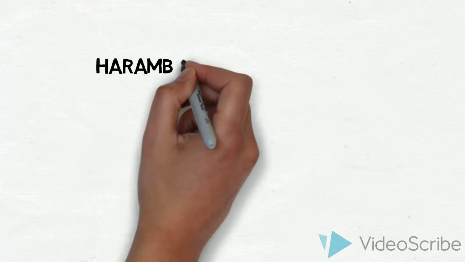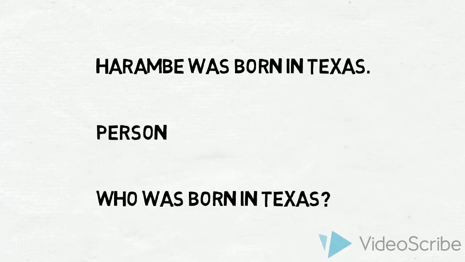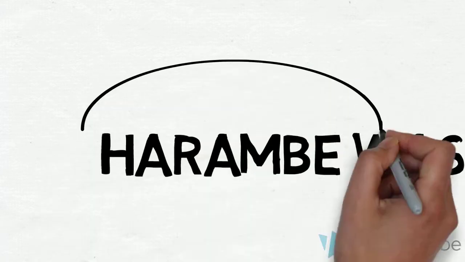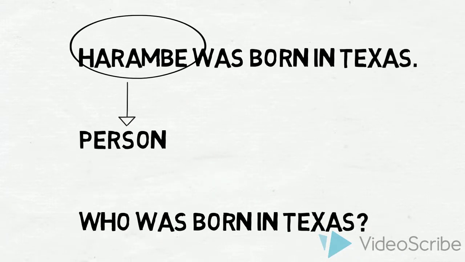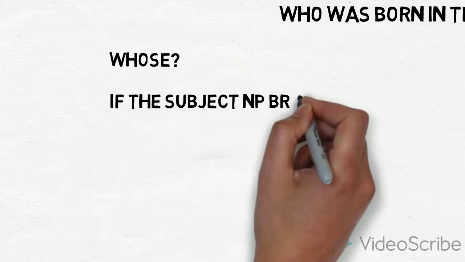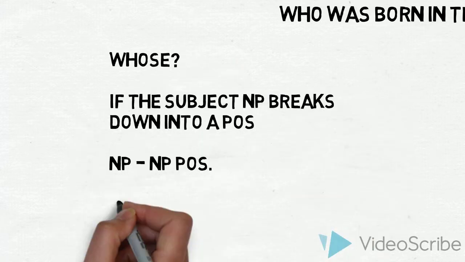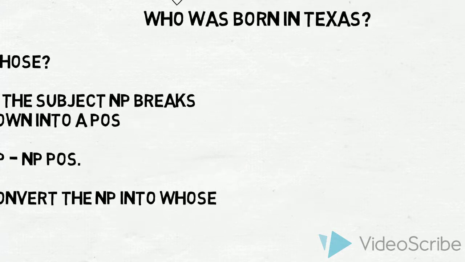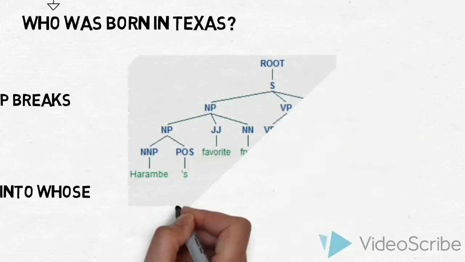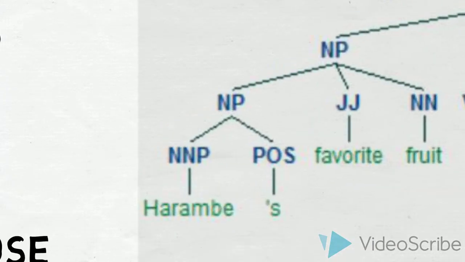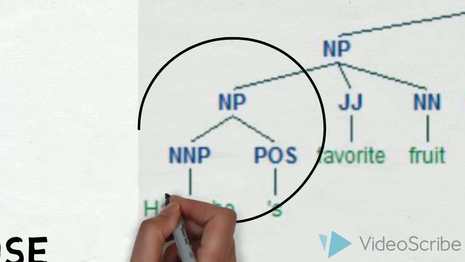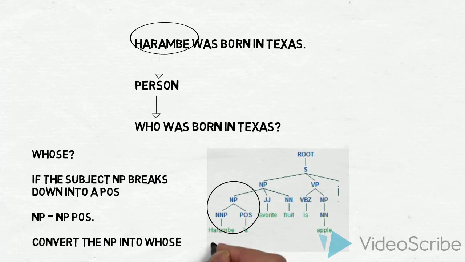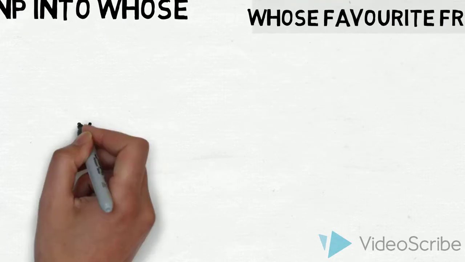For example, Harambe was born in Texas. Thus, identify Harambe to be the subject of the sentence and being a person. Form a question: who was born in Texas? Whose questions are generated by identifying sentences in the same format but the subject as a possessive noun. We identify this form from the parse tree as a POS and create a whose question removing the subject. In this case, the question is whose favorite fruit is apple?